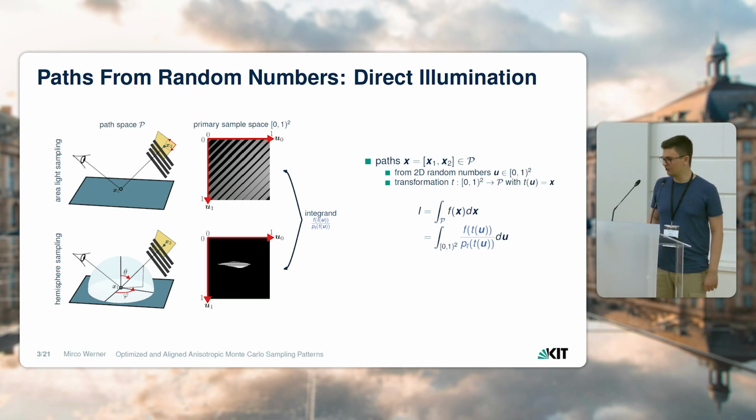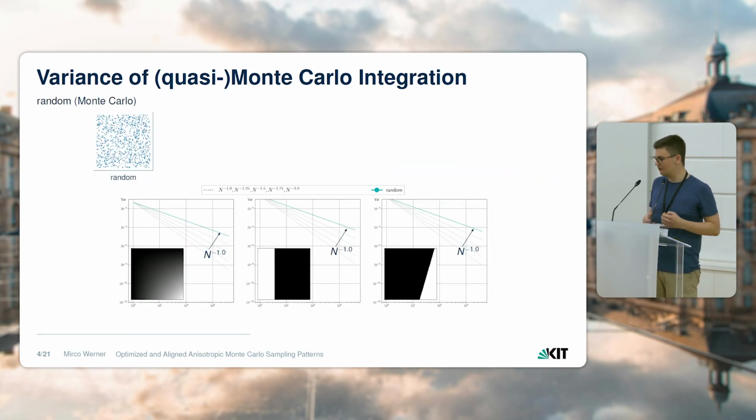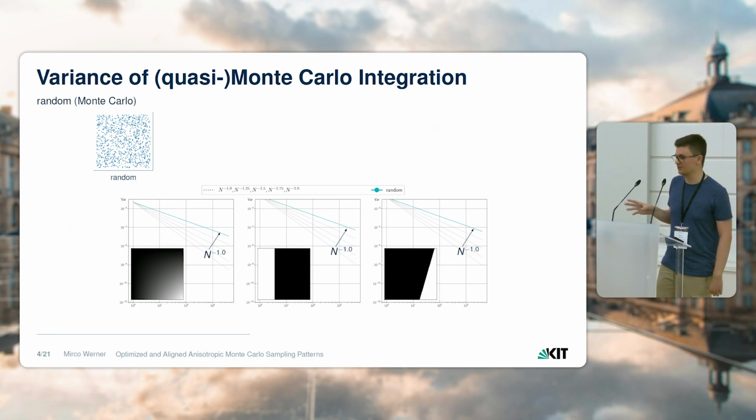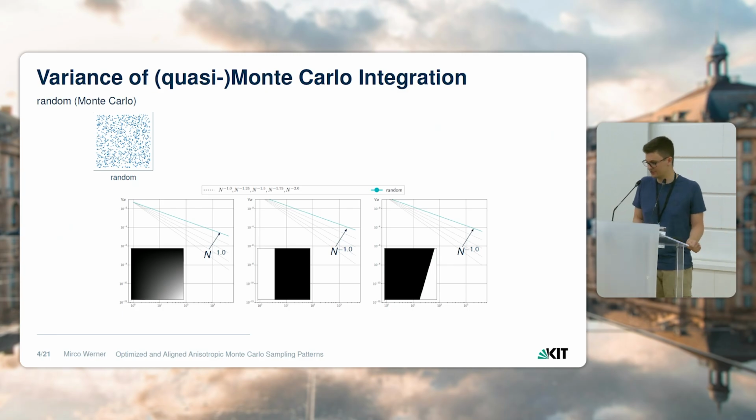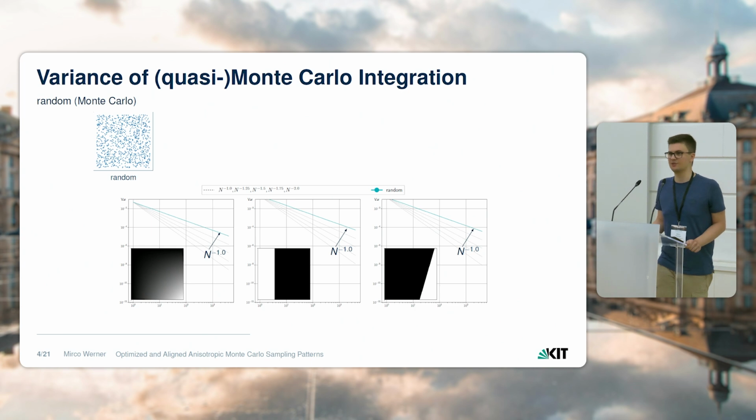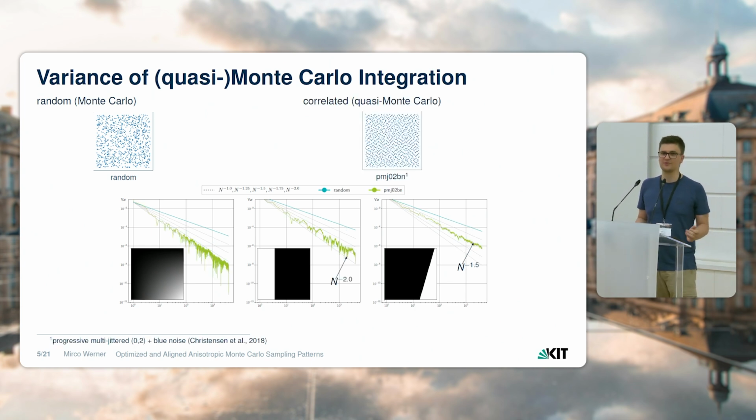Now let's take a look at how different structures of integrands in this 0, 1 square domain influence the convergence rate of our Monte Carlo estimator. I'm showing you here 3 examples of how the variance converges for 3 different integrands, 1 smooth and 2 with discontinuities. When we just use random sampling, you can see that we always get the suboptimal convergence rate of n to the minus 1. But instead of using random sampling, we can also introduce some correlations into that pattern.